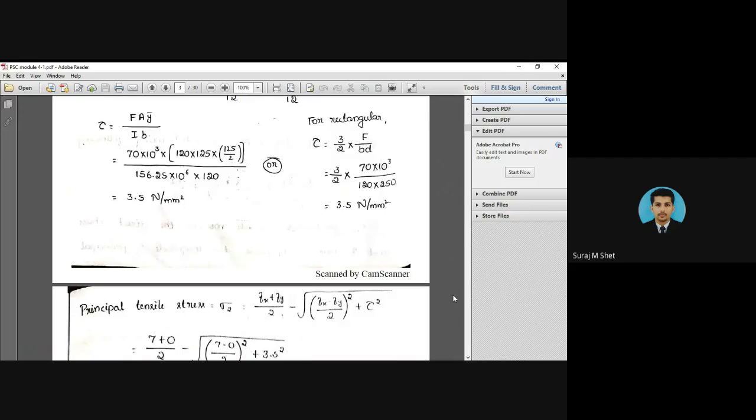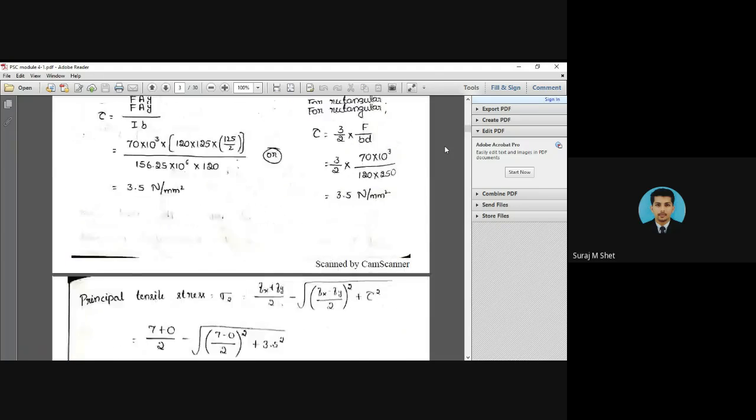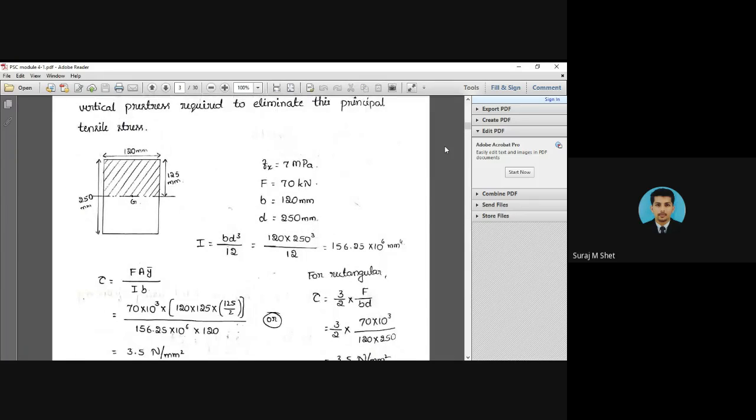After this, you already know this formula. They only gave the horizontal pre-stress, which means the horizontal force is given, and you don't know the value of Fy. They only gave 70 kilonewton.